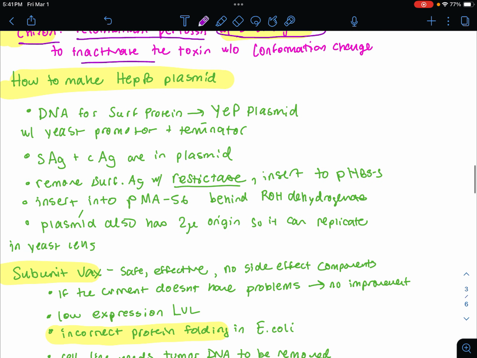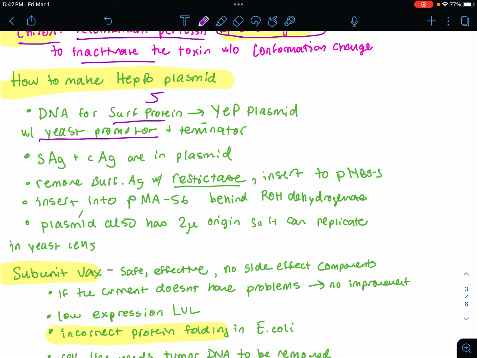Alright, this is how they made the hepatitis B surface protein with the plasmid for that vaccine. So DNA for the surface protein, the S protein, was inserted into this YEp plasmid. So let's go and write that first. I don't see it in the picture though. Anyways, it's behind the effective yeast promoter as well as before a terminator. So the S protein is behind the promoter of a yeast and before the terminator.